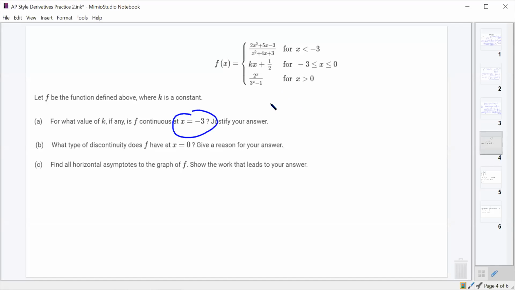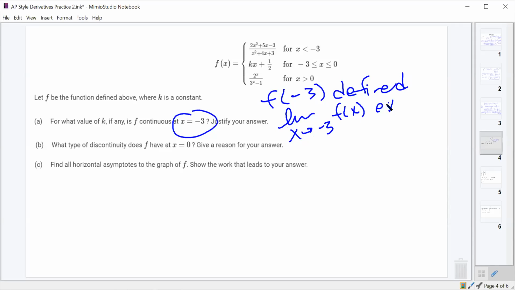Just no breaks. The jumps. Okay, right, there's no breaks or jumps at this point, but there's 3 specific things that we can look at to show us this. One of them is f of -3 defined? The second is, does the limit as x approaches -3 of f of x exist? And the third is, are they equal? You guys remember that? Those are the 3 pieces of continuity at a point.